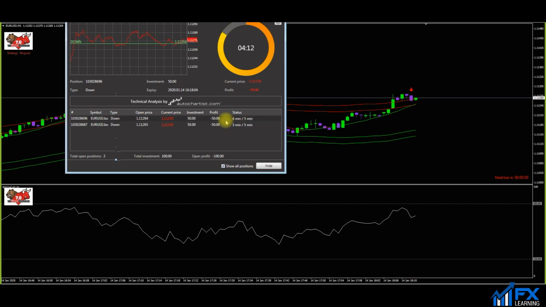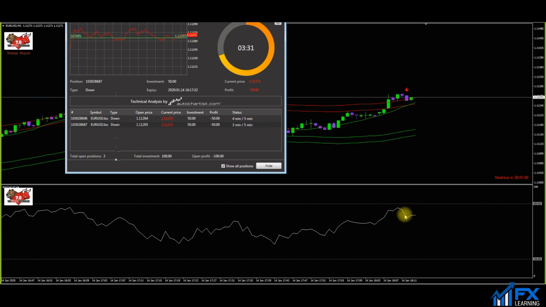This is the reason why I've gone for a smaller trade size, to compensate if these trades lose. We'll see what happens. We haven't crossed over on the RSI, which is now making me on edge. So what we'll do, everyone, is I'll pause the video. I'll be back in 3 minutes' time.